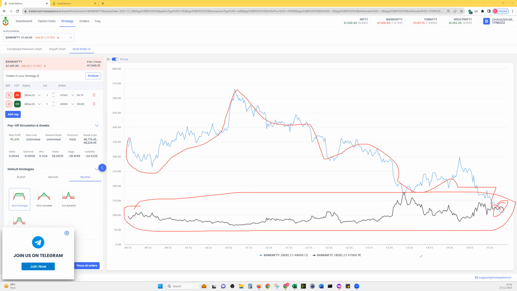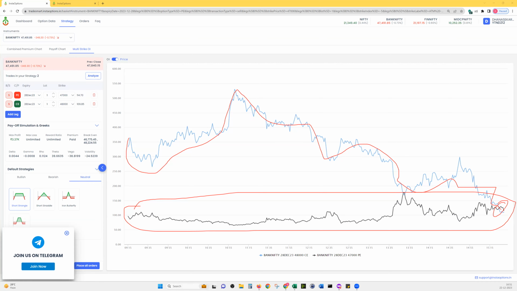See, this sort of analysis can give you a different view on the market, and this will add value to your trading skill. If you're trading positional or intraday, you have value to gain from it. And these are the things you guys need to learn from InstaOptions.